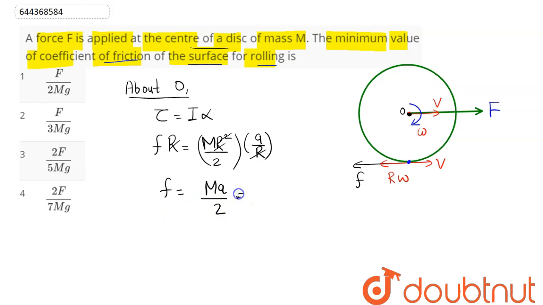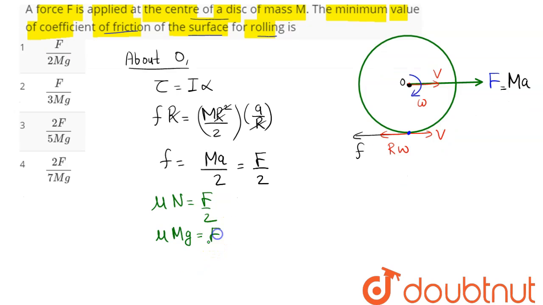So this MA here is equal to our force which is acting on the system. So this is F by 2. So we can say here this friction can be written as mu N, which is equal to F by 2, and this normal reaction here can be said as equal to mg. So this simplifies to coefficient of friction mu equal to F divided by 2 mg. Hence amongst the 4 options, we have option number 1 as the correct answer. So 1 is our answer.